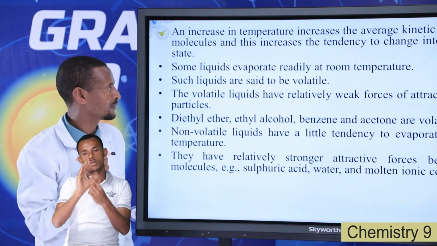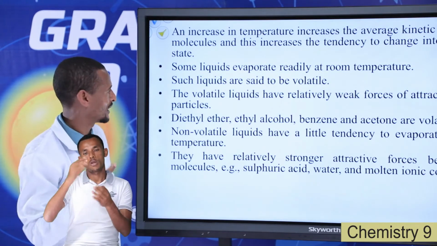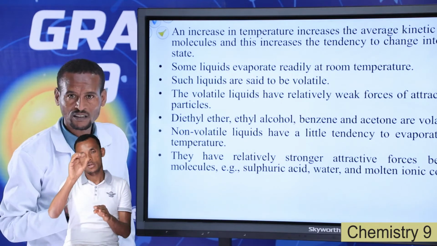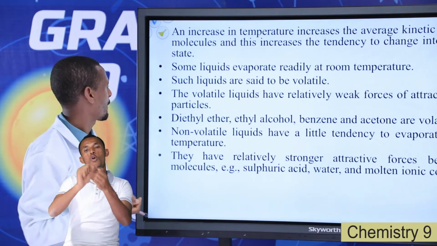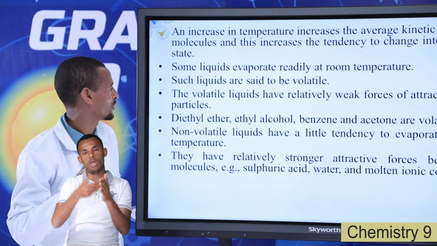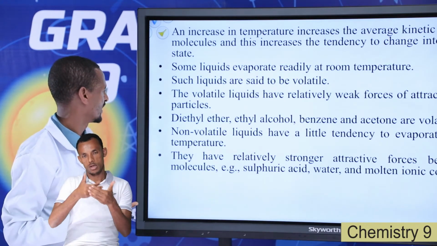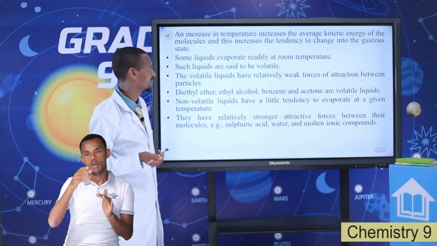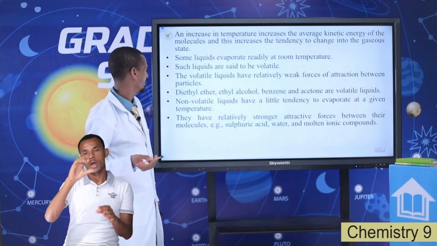Some liquids evaporate readily at room temperature, meaning at 25 degrees Celsius. Such liquids are said to be volatile. The volatile liquids have relatively weak intermolecular force of attraction between the particles. For example, diethyl ether, ethyl alcohol, benzene, and acetone are volatile liquids.